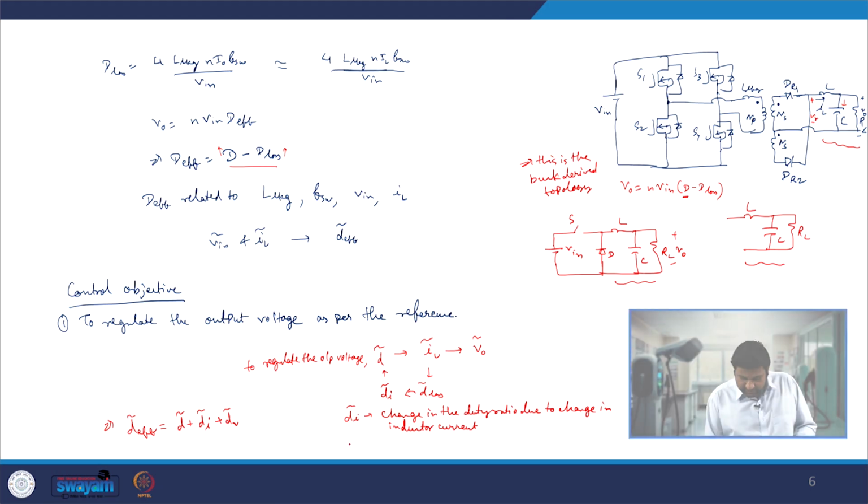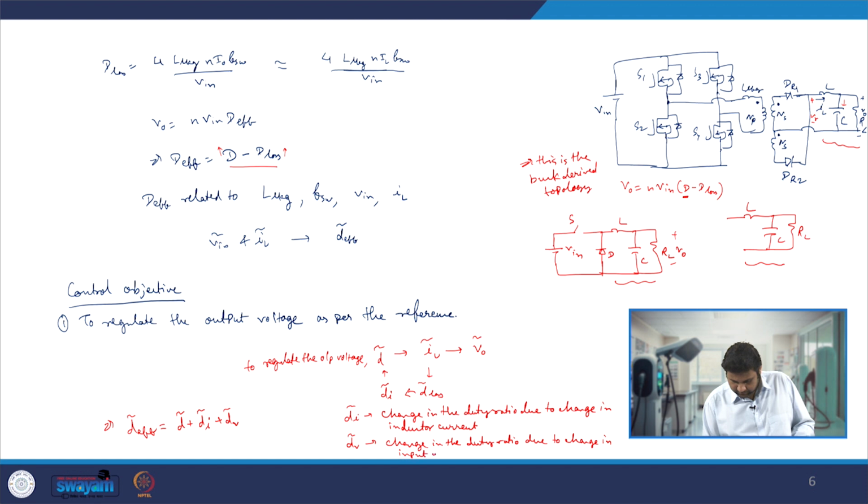So, that has changed, and similarly we have Dv, which is the change in the duty ratio due to change in input voltage. And because of this change, our D effective changes, because D effective changes with the change of the duty ratio, and along with this we have Di change and Dv change as well.